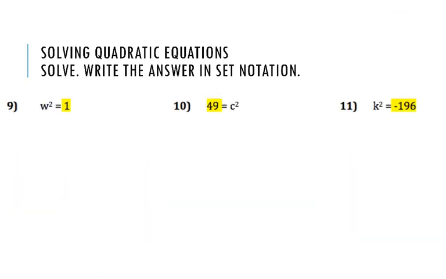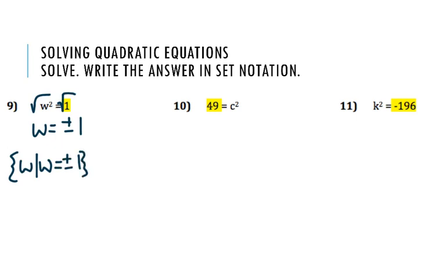Alright, so number 9, w squared equals 1. Well, we're going to take the square root of both sides, so the square root of w squared and the square root of 1, and we find that w equals positive and negative 1. So in set notation, the set w such that w equals positive and negative 1.